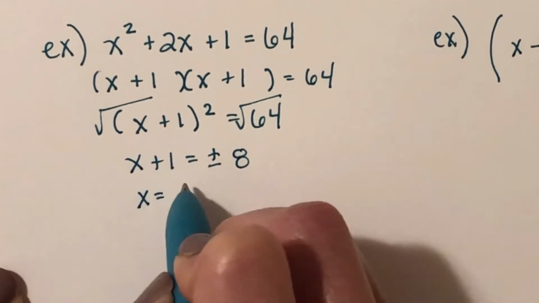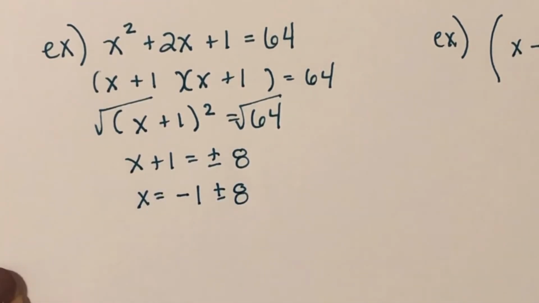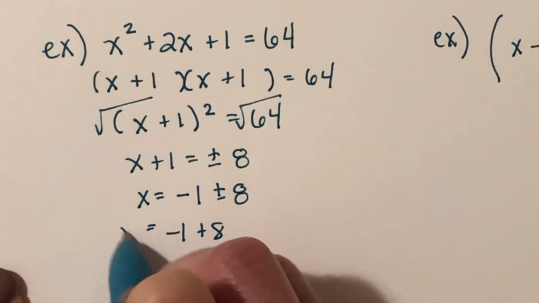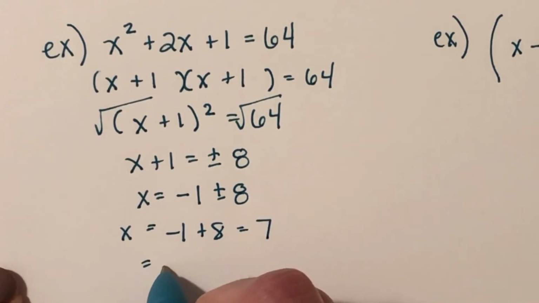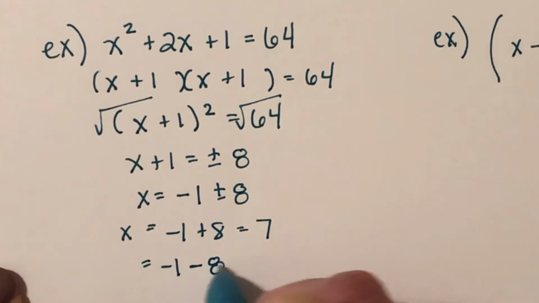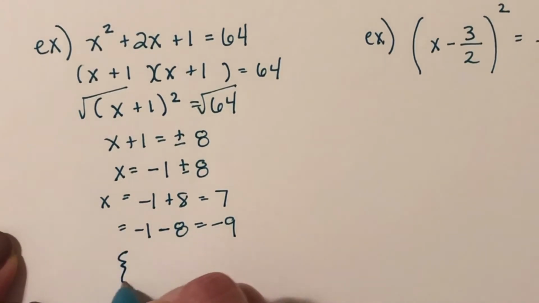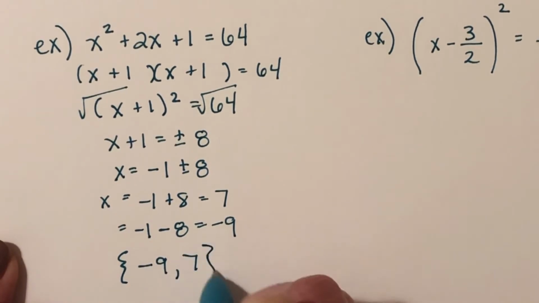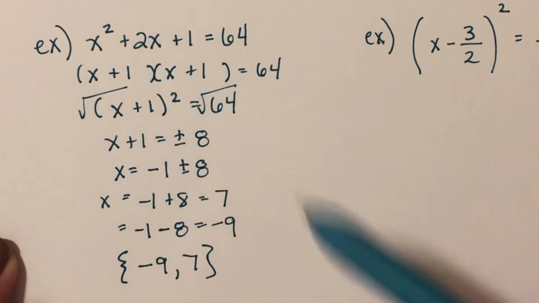X is going to equal, I'm going to subtract 1 from both sides, so negative 1 plus or minus 8. That's going to be negative 1 plus 8, which is 7. And I'm also going to get negative 1 minus 8, which is negative 9. So my solutions, which I'm going to write in ascending order, are negative 9 and 7. If I were to plug negative 9 or 7 into this equation, it would come out to be a true statement.